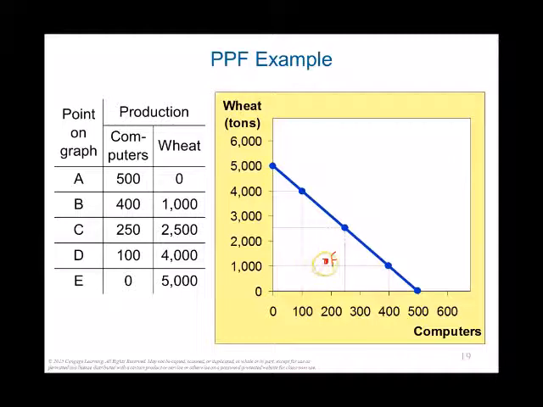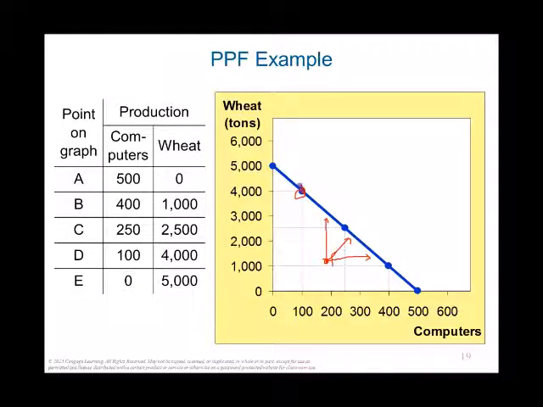So if I am at point F and I'm a policymaker and I want to improve my economy, I could make sure that either people produce more wheat, holding computers constant, or they could produce more computers, holding wheat constant, or they could increase both computers and wheat. So I need to take steps based on what I want to produce more of in order to fully utilize all the resources available.